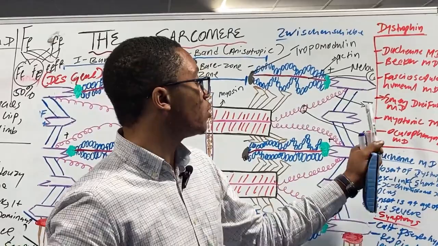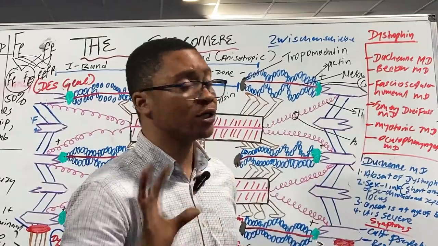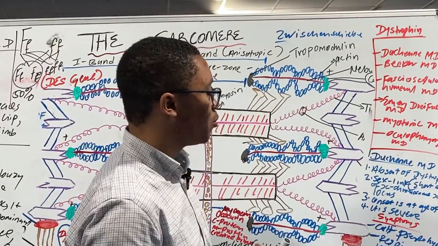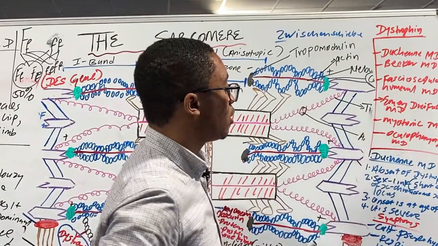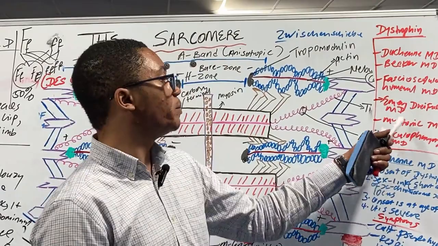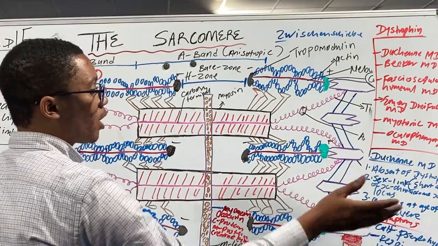So these are all different types of muscular dystrophy, so you can read them up. For myotonic muscular dystrophy, we can have weakness of the muscles of the face, which is also found in this patient. We can also have cataracts in this patient, and also weakness of the muscles of the limbs. So this is myotonic muscular dystrophy.